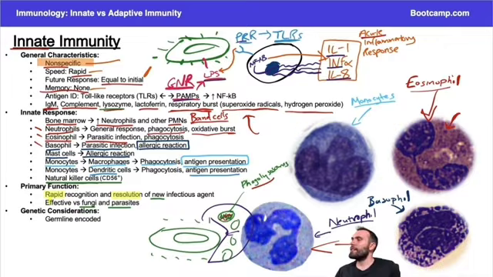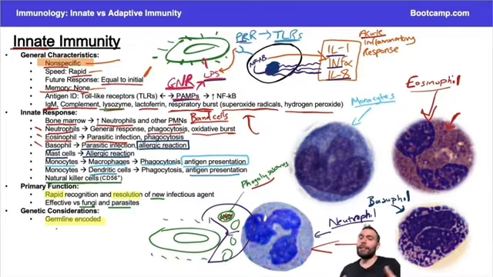And the last thing here is that this is all germline encoded. So what are we talking about with germline encoded? That means that the innate immune response can vary from one person to the next person. But the key is that this whole process in the innate immune system is not going to change over time. Once you have your genetics for innate immunity, that's it. That's what you got. Okay, it's not going to get better.